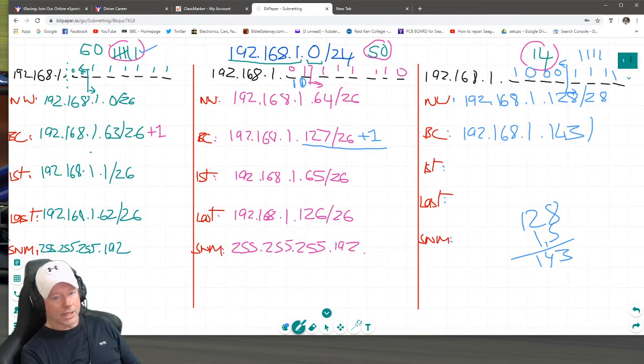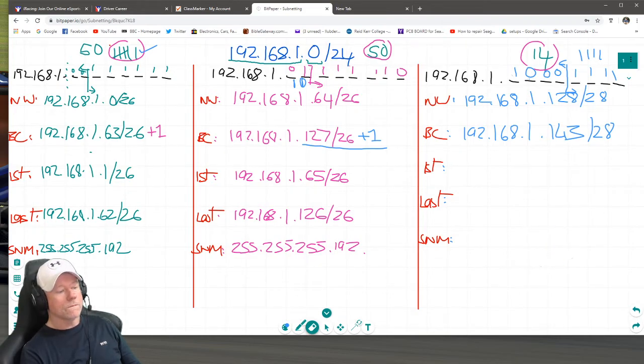192.168.1.143/28. I can get rid of that now because I've done it right. Just get rid of this stuff, clean the board up a bit. First usable. Well, it's just the network plus 1, so 1.